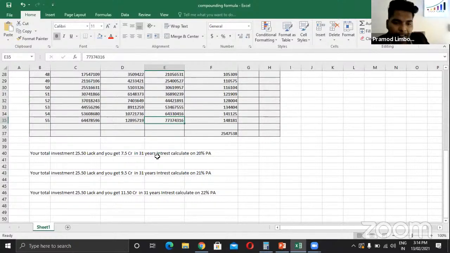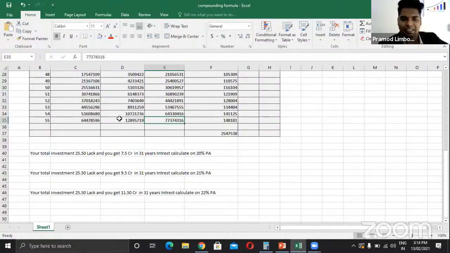Okay, so again, if I increase just a little bit, just 1%. If I increase just 1% in my interest, then my return will be around 9.5 cr. That is around 2.2 cr more. So 1% is around 2 cr. And again, if I increase 1%, my total return will be 11.5 cr.